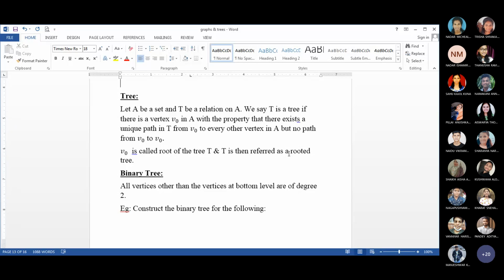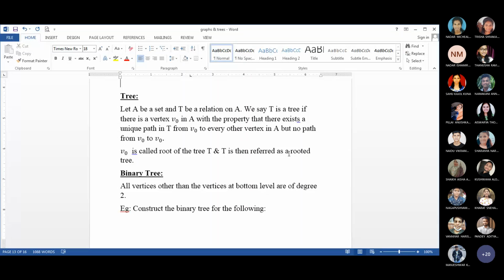Okay. So now we come to a tree. A is a set, T is a relation on A. We say T is a tree. See, generally we denote the relation by R. Here we are denoting it by T because we are using the terminology of a tree. So for this we took T.